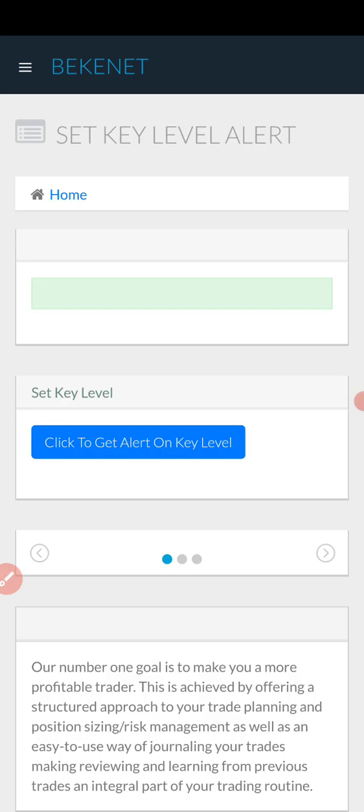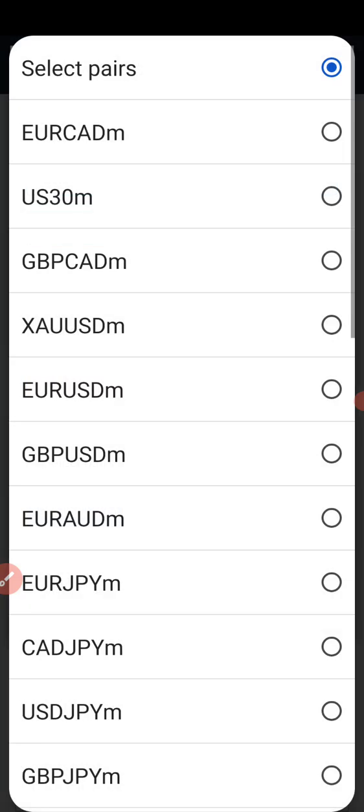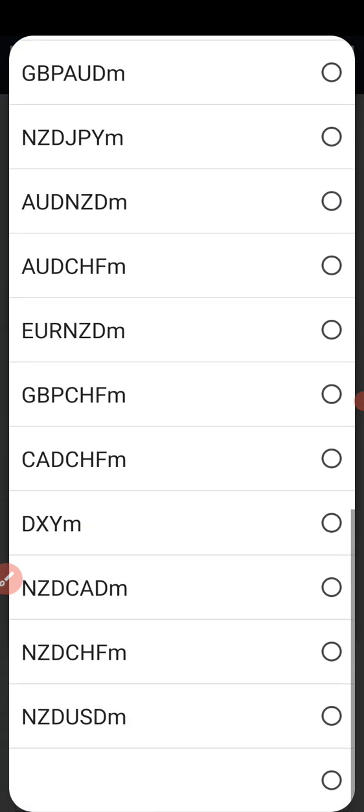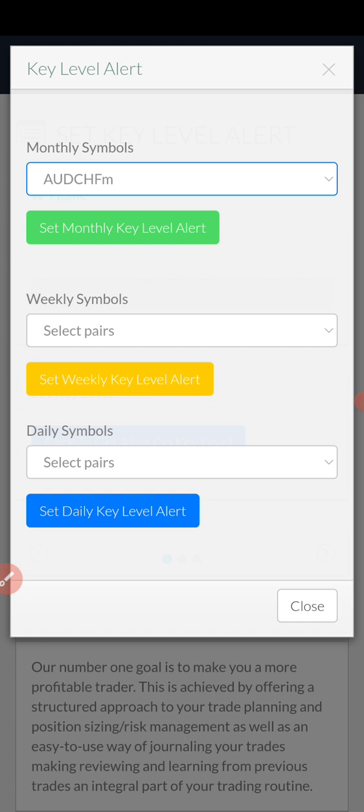be getting notification, so that you're not looking straight at your desktop. You can be busy doing other things while you get your notification on key level. All you need to do is just click here, select all the pairs that you want the system to watch at key levels. So when price gets to those key levels, it will now notify you. All you need is select, then add.